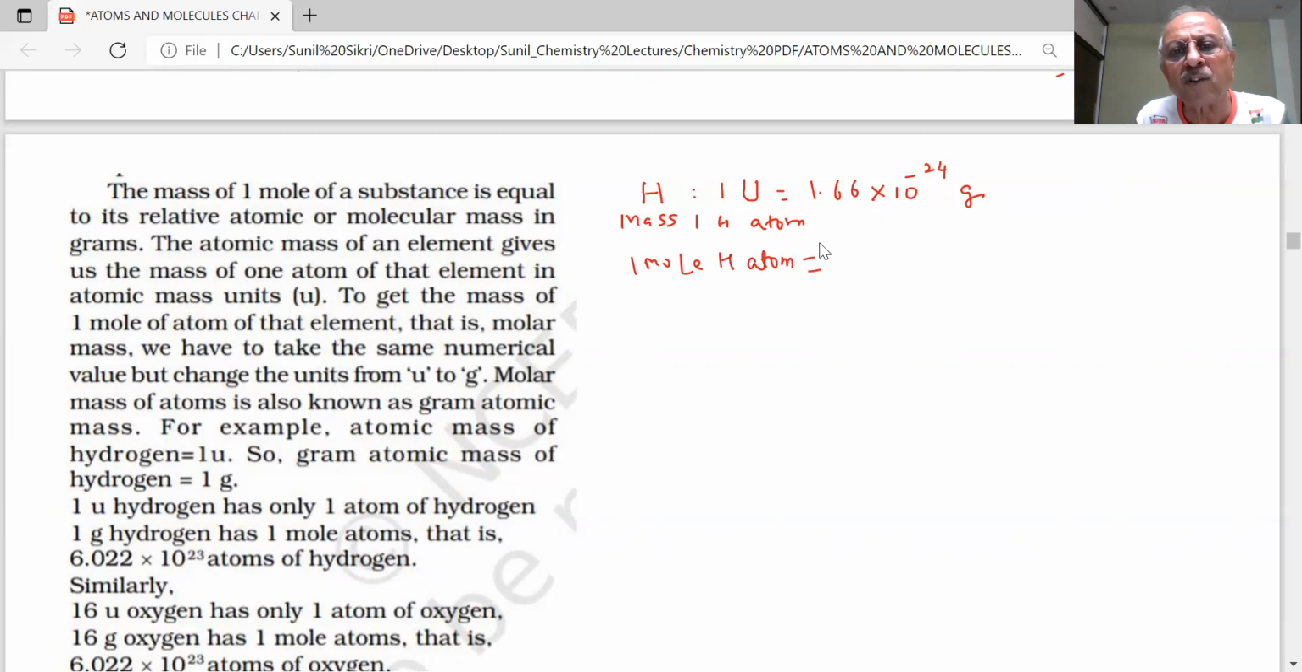Then what will be the mass of 1 mole of hydrogen atoms, student? Multiply 6.022 into 10 power 23 into 1.66 into 10 minus 24 gram. Find the value of this, how much it is coming, and tell me. Tell me, student, what is the answer you are getting?